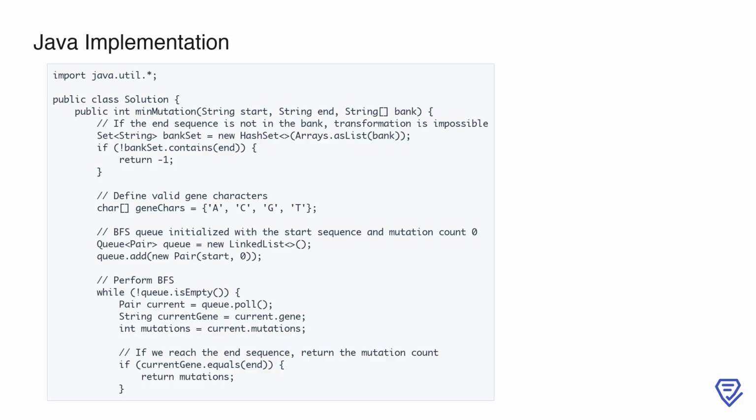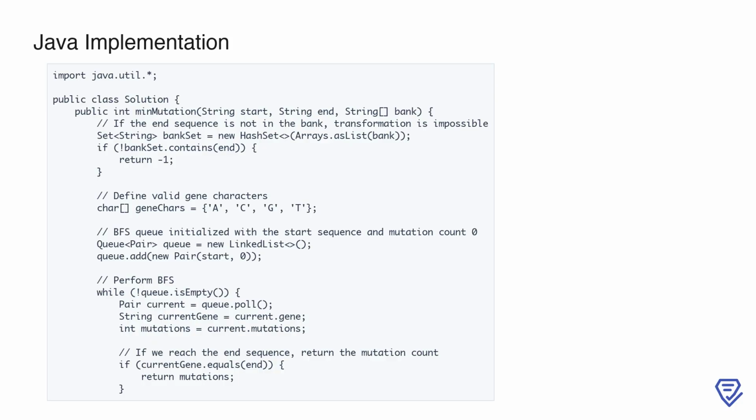Next, we define the valid gene characters, which are A, C, G, and T. Then, we initialize a breadth-first search, or BFS, queue with the starting sequence and a mutation count of 0. The queue will help us explore all possible mutations layer by layer. As we proceed, we use a while loop to process the queue until it's empty. For each sequence in the queue, we extract the current gene and the associated mutation count. If the current gene matches the target sequence, we return the mutation count, as we've successfully transformed the start sequence into the end sequence.